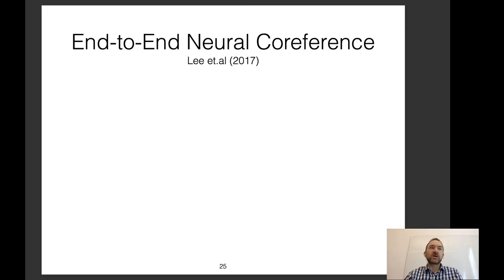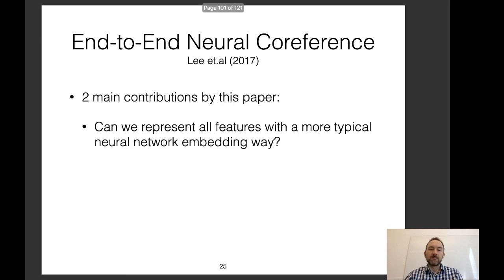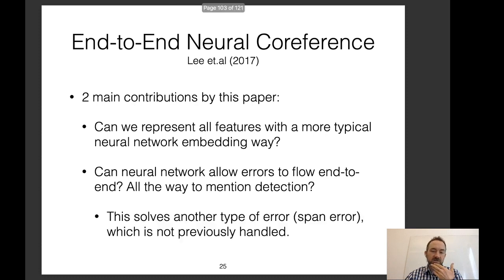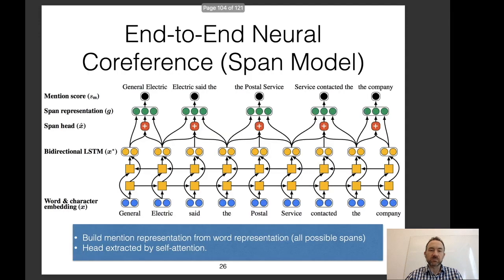So one widely used model for neural network-based coreference, which has also been expanded since its original proposal in 2017, allows all features to be represented using typical neural networks, and also allows errors to flow end-to-end all the way to mention detection. And this solves errors in mention detection causing downstream problems in coreference.